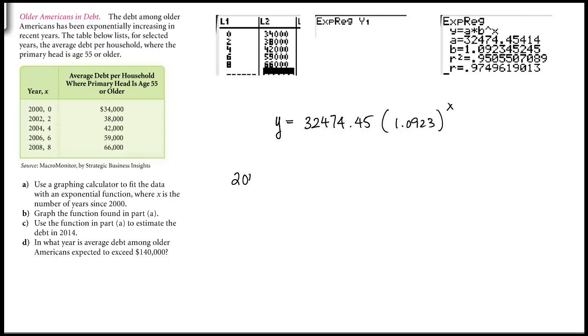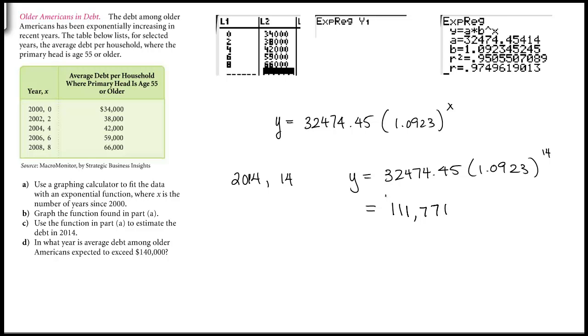We want to estimate the debt for 2014, which is 14 years after the base year. So I'm going to plug in x to be 14. So I would have an outcome of a debt of $111,771. It looks like their data is rounded to the nearest thousand, so we may want to go ahead and round this up to 112,000.